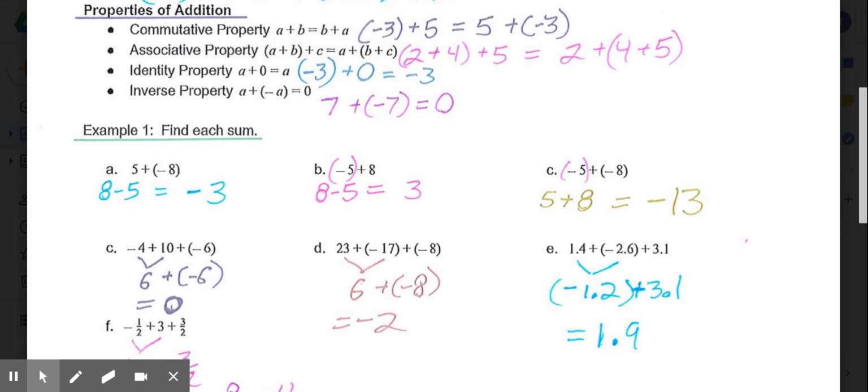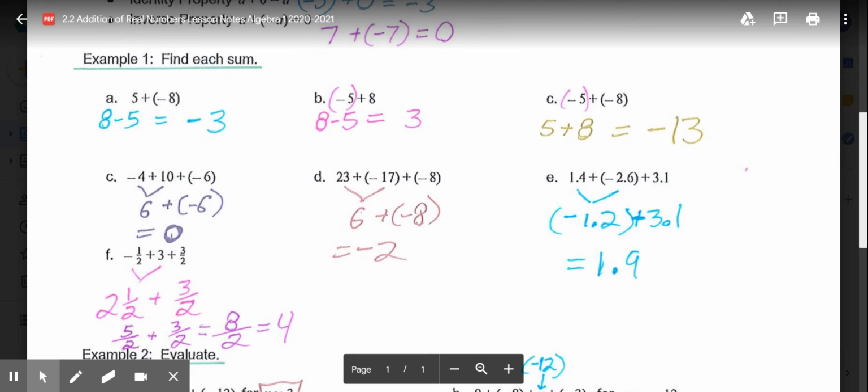In B, we have a negative 5 plus 8. Doesn't matter if the negative 5's in parentheses or not. It means the same thing, negative 5 plus 8. So then 8 minus 5, and in this case, we had more positives to start. So our final answer would be a positive 3.